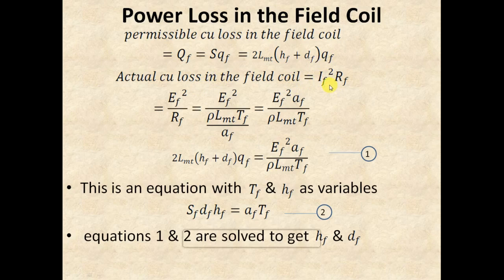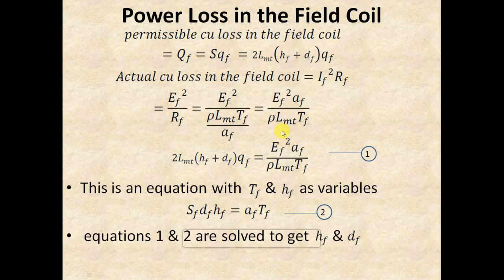So instead of this IF, we can make the substitution EF by RF, then the relation gets modified into this form. Further, instead of RF, we can make the substitution rho length of mean turn into number of turns in field winding divided by cross-sectional area of the field winding. Further simplifying it, we will be able to get the relation like this. This is actually the standard relation of copper loss in the field coil.